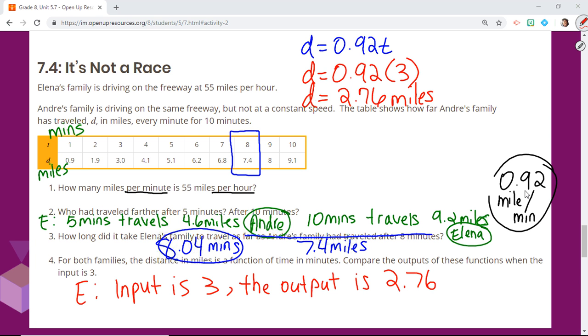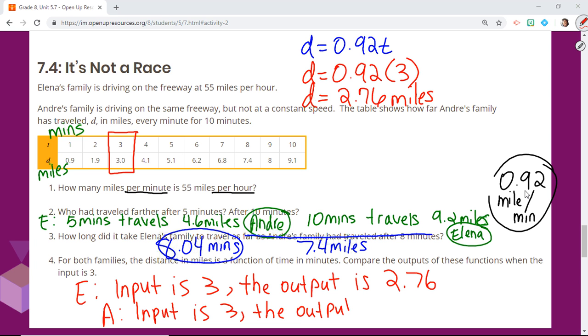Now we just need to go to the table for Andre's family. So let's check out when the input is 3. When minutes is 3, what's the output? We get 3. So for Andre, when the input is 3, his output is 3.0 miles. So again, just like in the first activity, we can compare different types of functions. It doesn't matter if they give it to us in an equation, a table, a graph, or a description. We can compare functions that are given to us in different models.